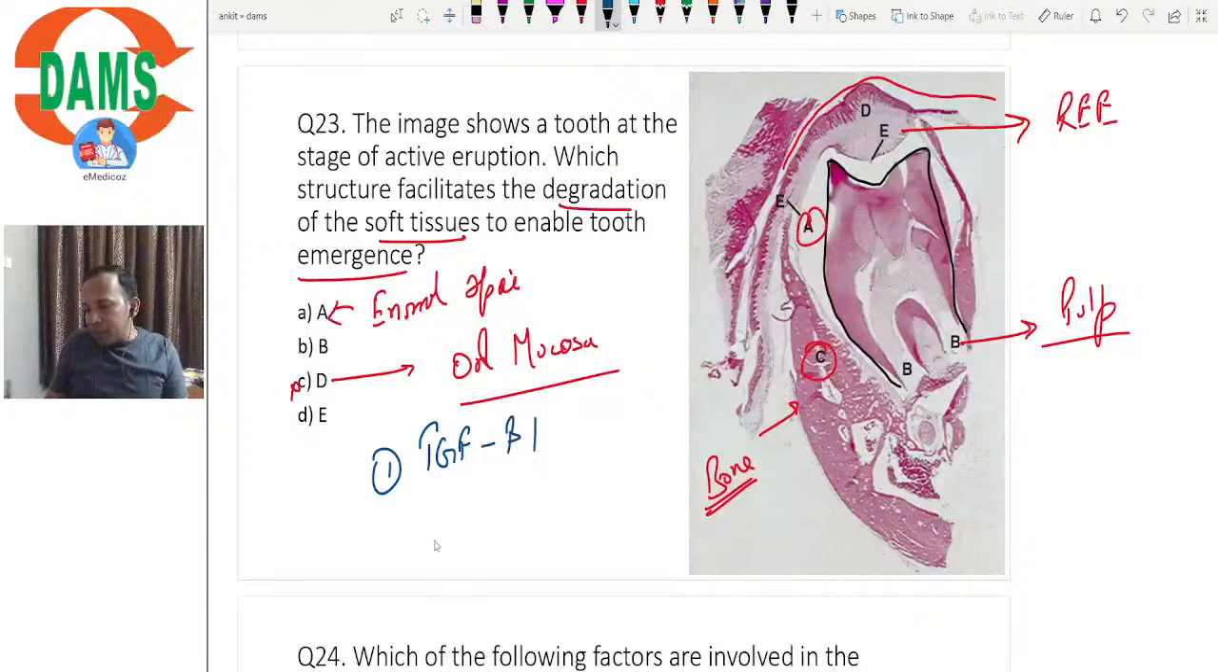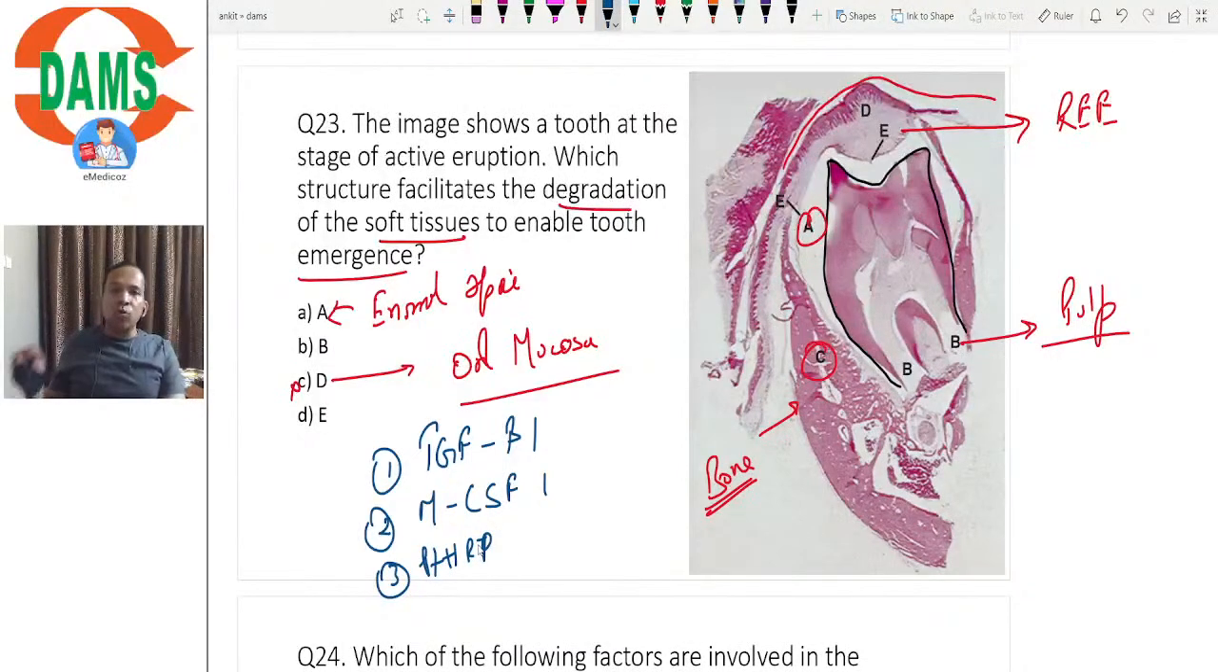TGF beta 1, macrophage colony stimulating factor 1, that is MCSF1, and third is PTHRP, parathyroid hormone related protein. So these are the three factors that are secreted by the reduced enamel epithelium or the dental follicle that will help in dissolution or the absorption of the overlying oral mucosa. Is it clear?